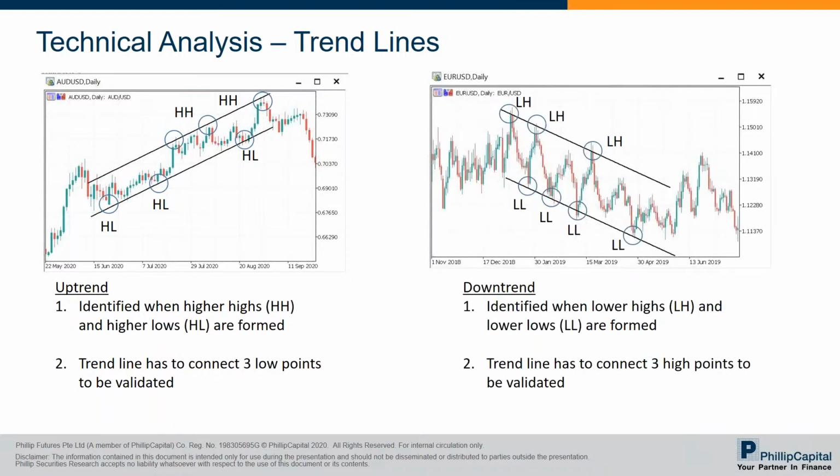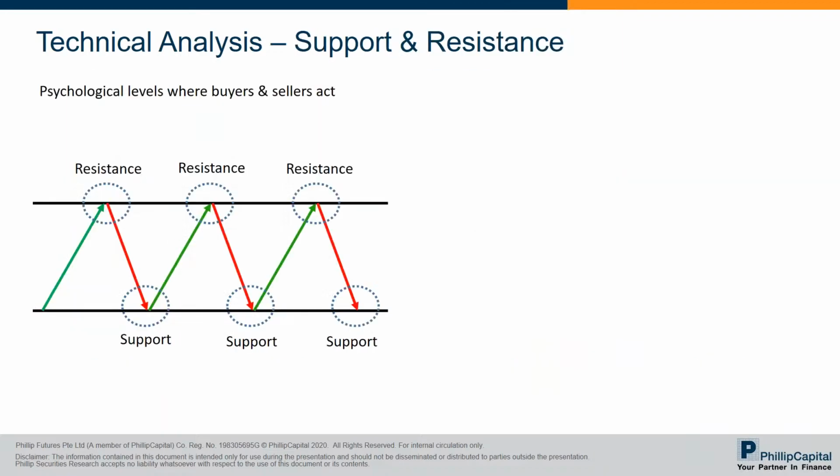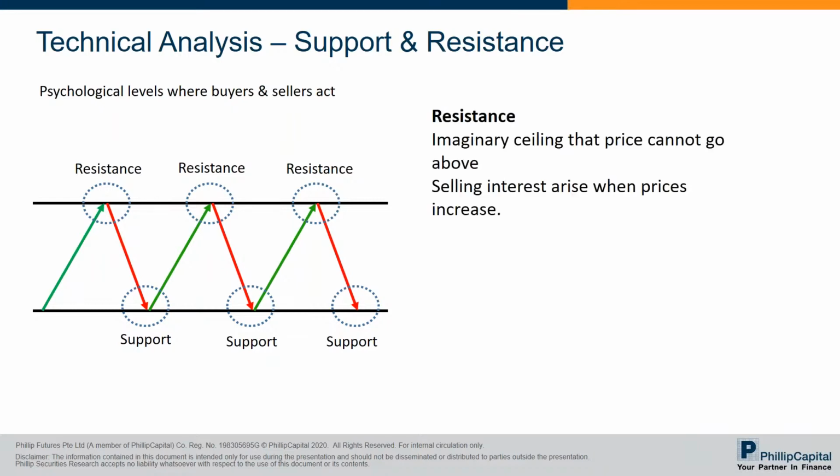The opposite for a downtrend is also the same. You connect the lower highs and the lower lows. Okay, so support and resistance. People always talk about this. It's really important also. So resistance is an imaginary ceiling that price cannot go above. When the price reaches this resistance level, selling interest tends to arise and the price will tend to fall.